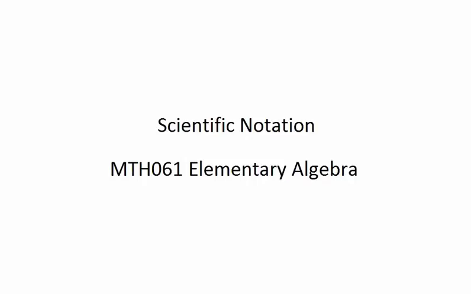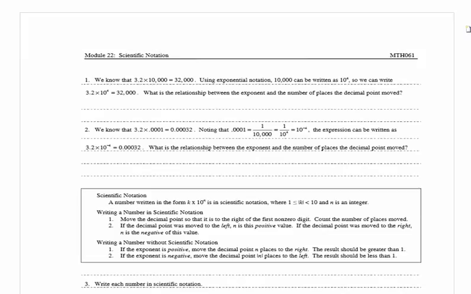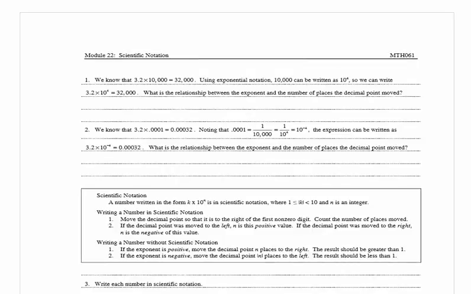In this video, we're going to be looking at scientific notation. In 1, it says, we know that 3.2 times 10,000 is equal to 32,000. Using exponential notation, 10,000 can be written as 10 to the fourth. So we can write 3.2 times 10 to the fourth is equal to 32,000.